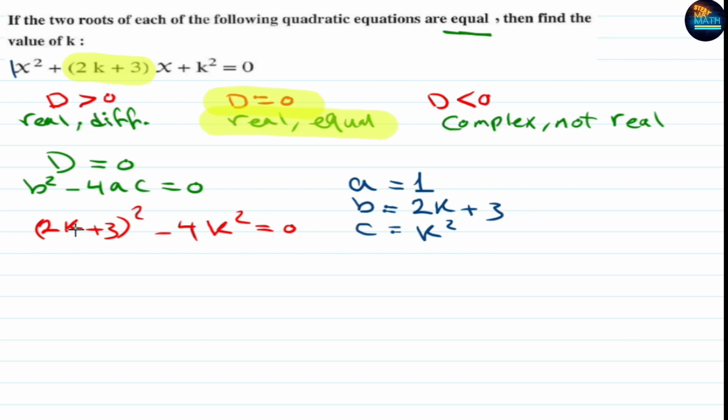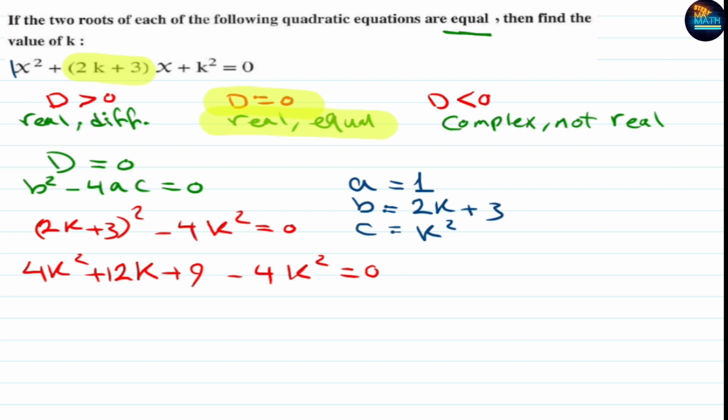Now, how to expand the parentheses? The first parenthesis, (2k plus 3) all to the power of 2: 2k squared, and then 3 squared, and then 2 times 3 times 2k. 2k squared is equal to 4k squared. And then 3 times 3 is equal to positive 9. And then 2 times 3 times 2k. 2 times 3 is 6. 2 times 6 is 12. So plus 12k, because we have k here. And minus 4k squared here, minus 4k squared is equal to 0.